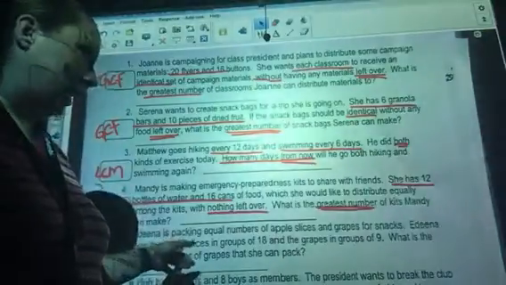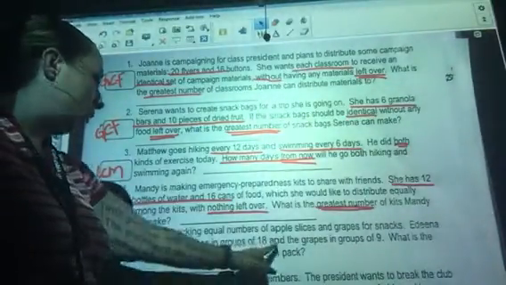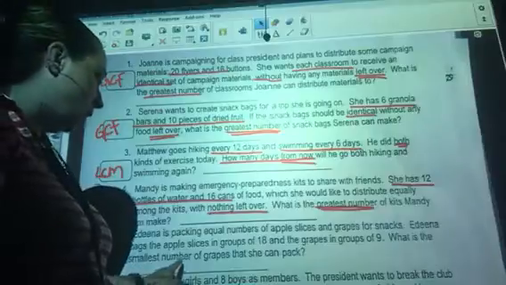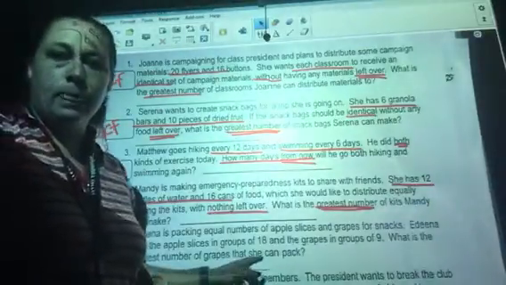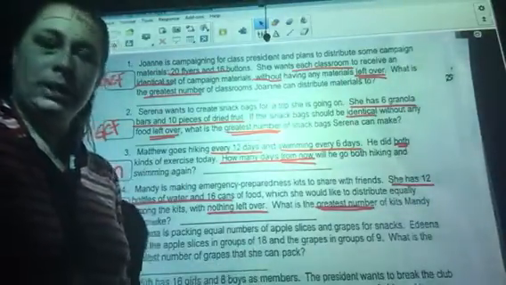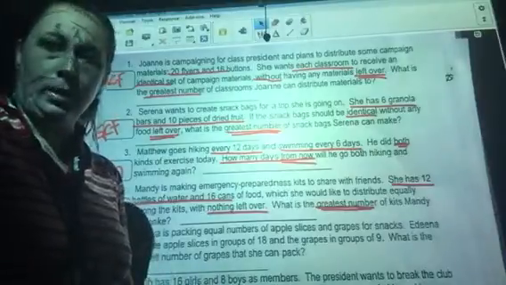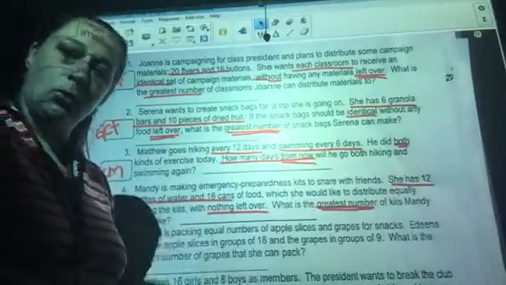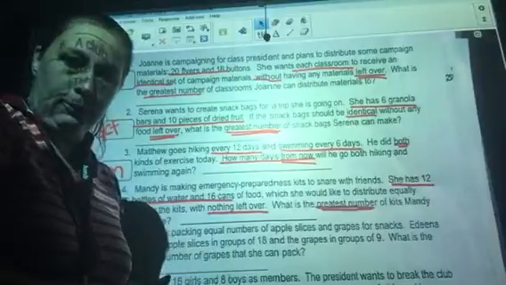Make sure you're underlining these things. Underline the groups. Underline what's the smallest number. If it's talking about in the future, it's going to be least common multiple. If it's talking about taking something and grouping it, it's going to be greatest common factor.